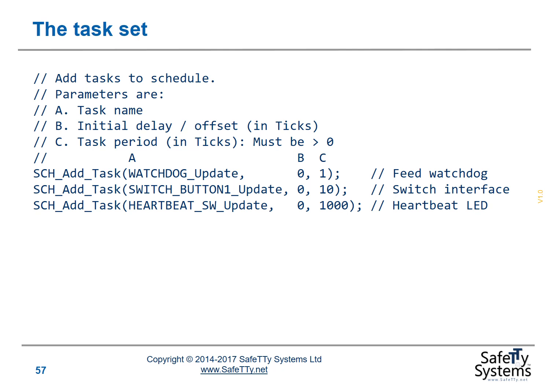We have a task for reading the switch. Again, we'll look at the code for that task in a minute. It runs every 10 ticks. In this case, we have a 1 millisecond tick interval, so the watchdog task is run every millisecond. The switch task is run every 10 milliseconds. Our task for flashing our LED is run every 1,000 milliseconds, every second. In all cases, we have an offset value or an initial delay value for these tasks of 0.